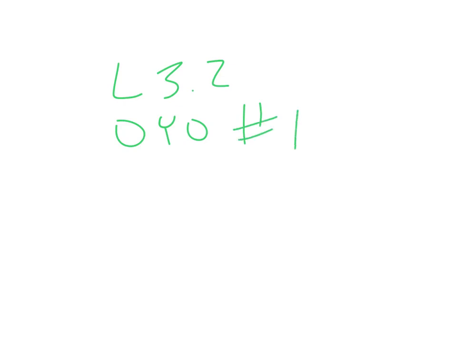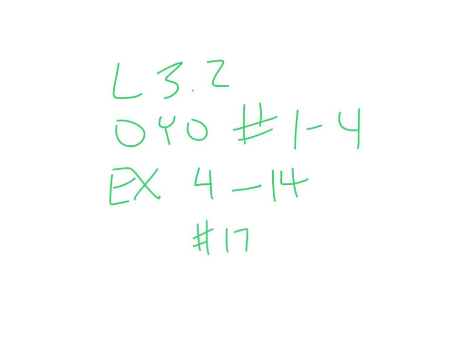Okay. So you've done, this is lesson 3.2. You've done OYO numbers 1 through 4. You need to do exercises 4 through 14. And then number 17. And that's it.